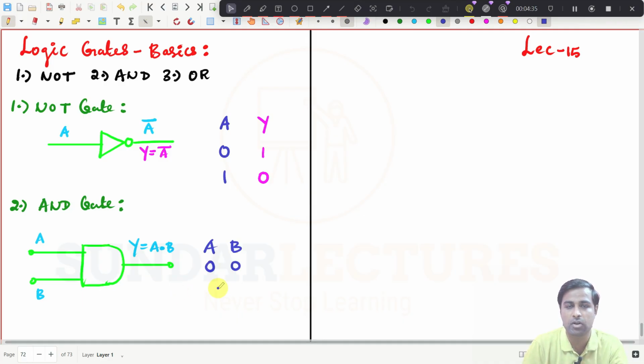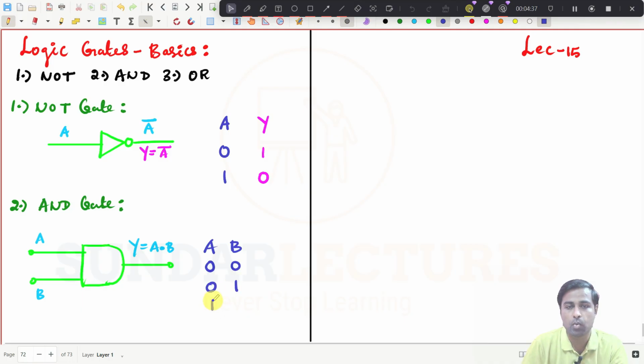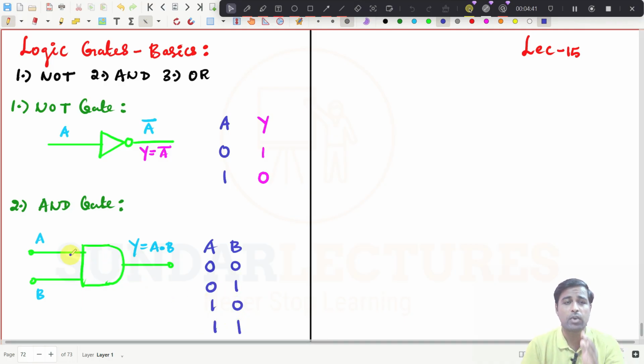So 0 0, 0 1, 1 0, 1 1. Try to understand, it is not only restricted to two inputs. It can be upgraded to three inputs, four inputs, five inputs. It depends on the application, right? I'm just explaining things with two inputs, but you can extend it to three inputs, right?